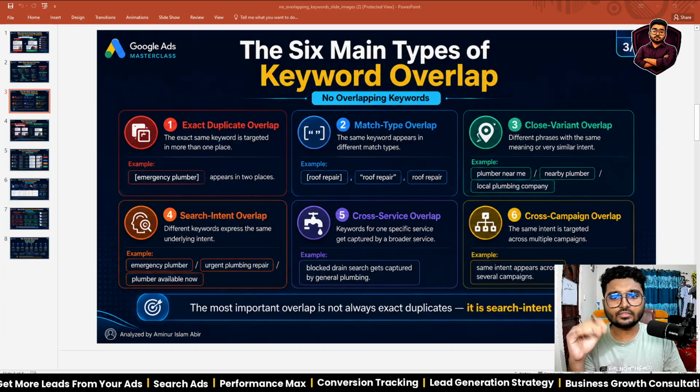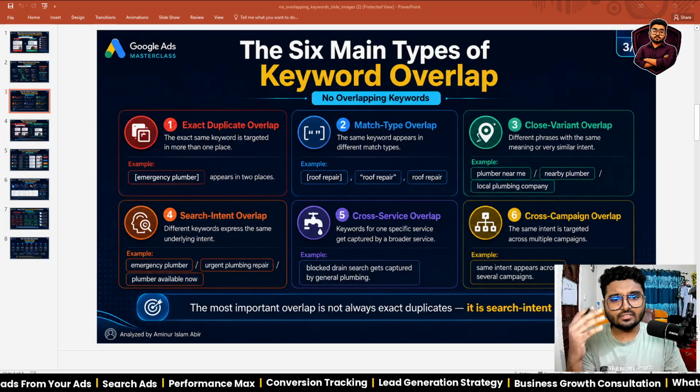Type 5: cross service overlap. A general keyword may capture a search for a specific service.